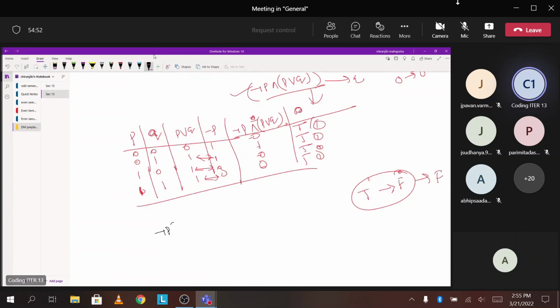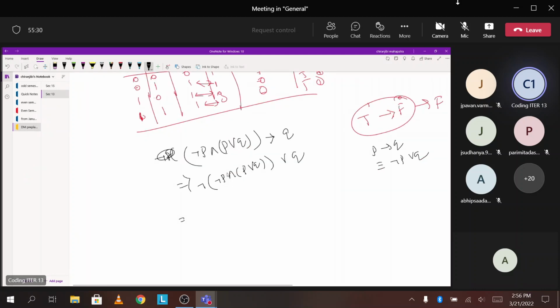Negation of P and P or Q, then Q. So this will be equal to P then Q. So negation of P and P or Q, and Q. Okay, this formula is used: P then Q is equivalent to negation of P or Q. Okay, the same formula is used here.